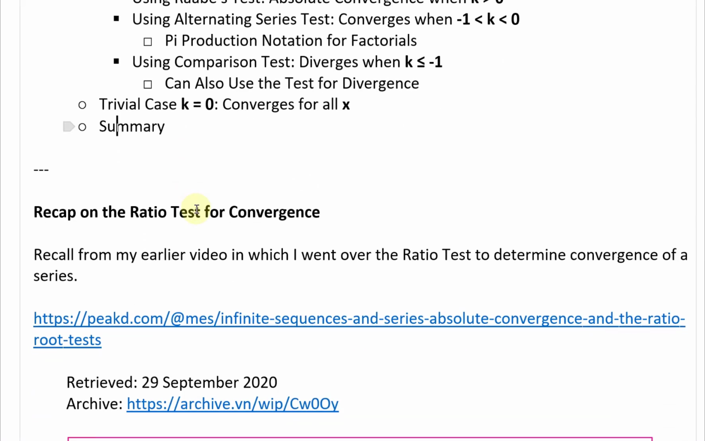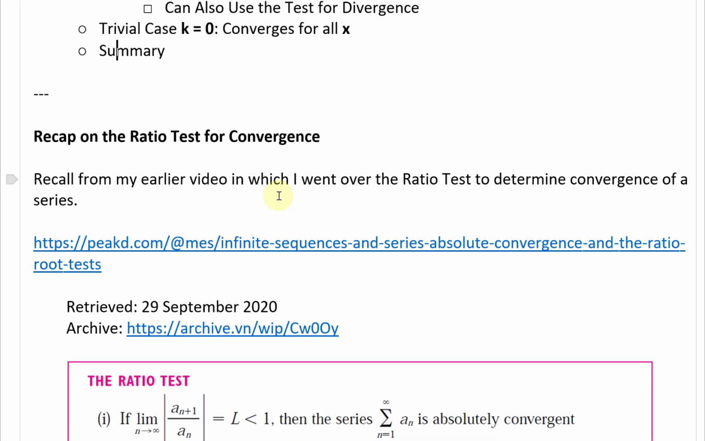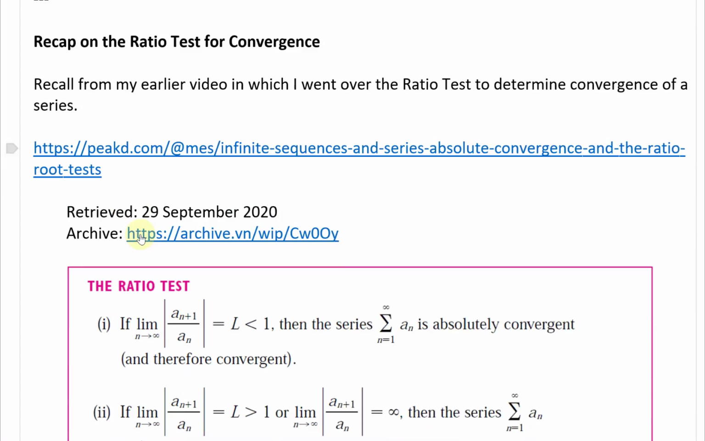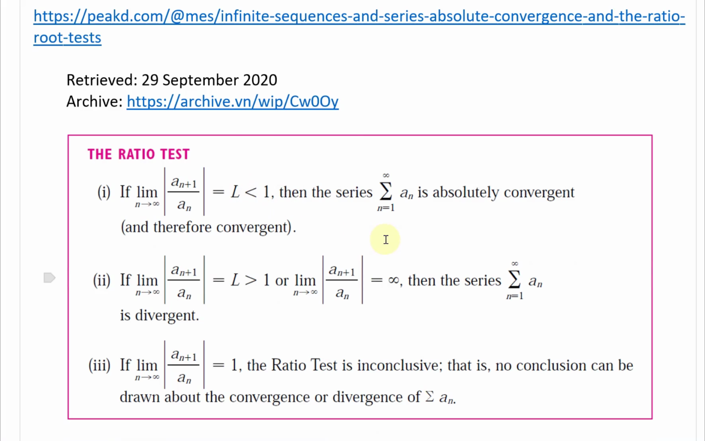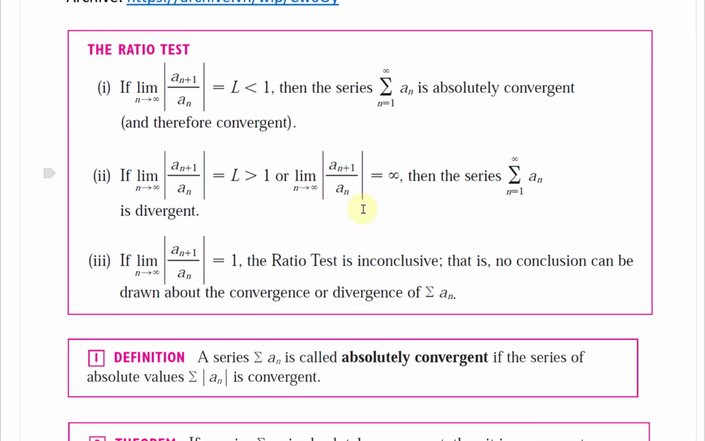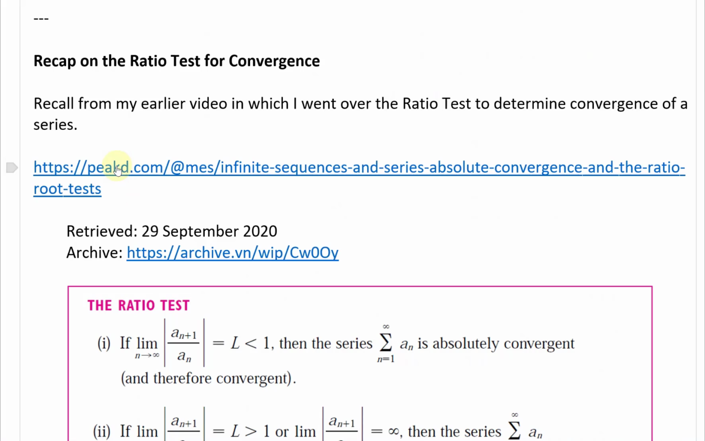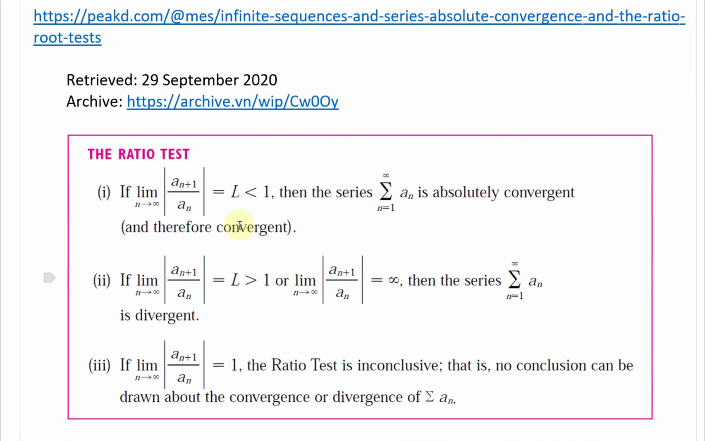So now let's just jump right in. A recap on the ratio test for convergence. Recall from my earlier series, in an earlier video, I went over the ratio test to determine convergence of a series. Here's from my earlier videos, linked to the Hive blockchain there, and I've just screenshotted from my calculus book because it's more compact. It's typed up, as this one's written by me, and this one's just typed up, so it's compact.